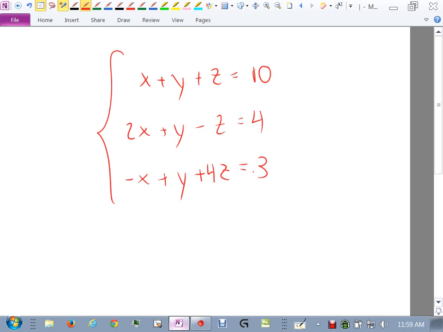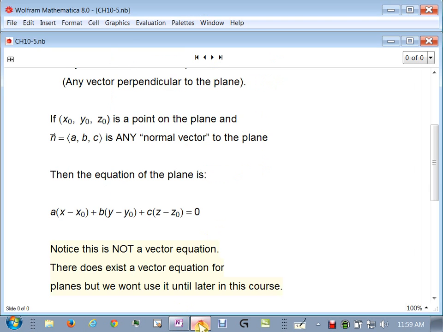Geometrically, this is the intersection of 3 planes. That's what the geometric solution to this is. So each one of these was a plane, right? Well, notice you have a number in front of x, a number in front of y, a number in front of z, and then a number by itself. That's the equation of a plane. That's exactly what I'm saying here.